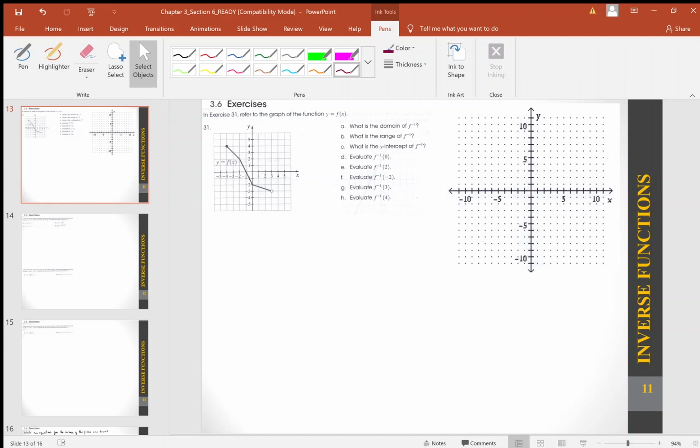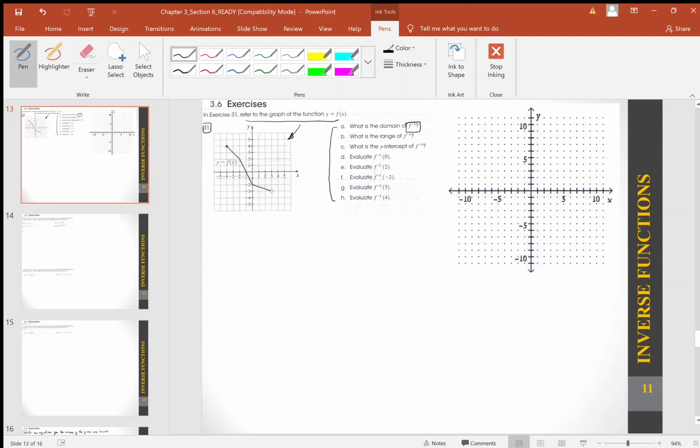Okay, class, good evening. Let's continue our exercises at the end of section 6, chapter 3. So we'll be dealing with number 31. The question is asking us to refer to this graph, f of x, which is here, and they want us to find a through h. Now keep in mind that what they're asking us to find is an inverse function. So let's find the inverse function from this particular graph.